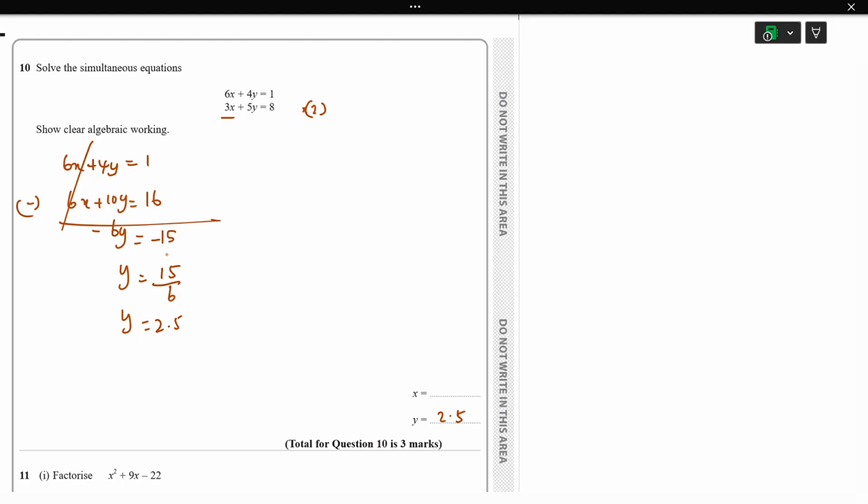Now we'll put it into any one of the equations. I'll use the first equation, which is 6x plus 4 times 2.5 equals 1. So 6x plus 10 equals 1, 6x equals 1 minus 10, which is negative 9. So x equals negative 9 over 6, which is negative 1.5. So x equals negative 1.5, and this is the final answer.